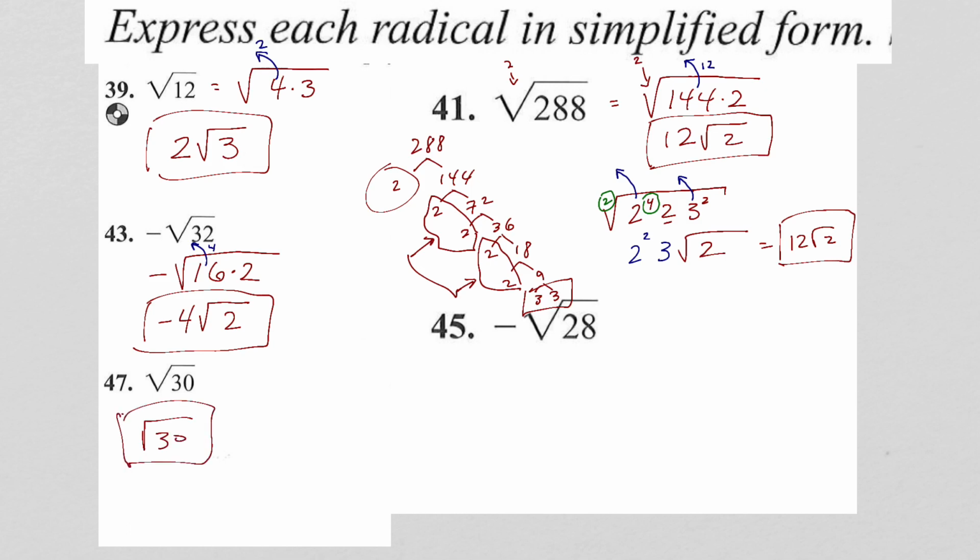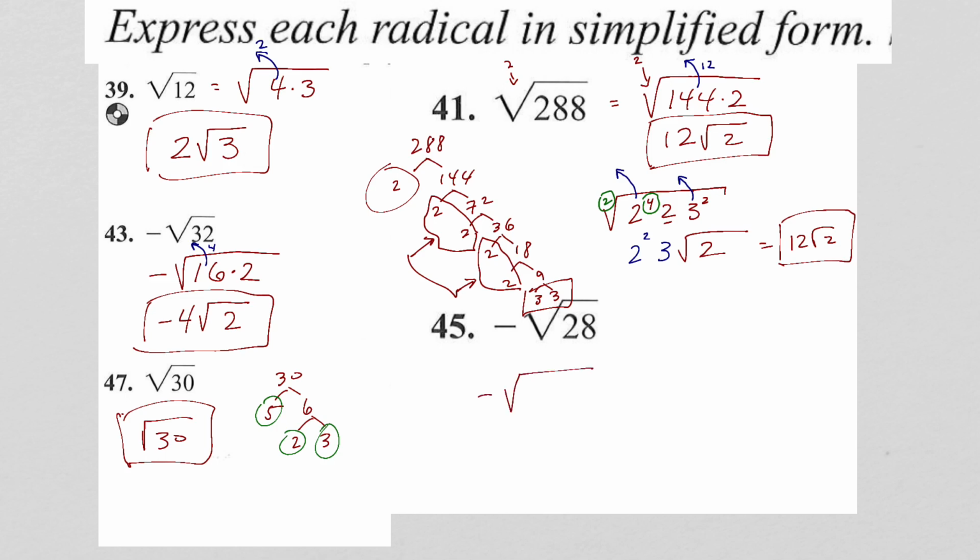And the reason it can't be simplified is because if you factor this, you don't have 2 of any one factor. There's only one of any. There's a 1, 5, 1, 2, and 1, 3. There's not enough of anything to bring it out. So that just remains unsimplified.